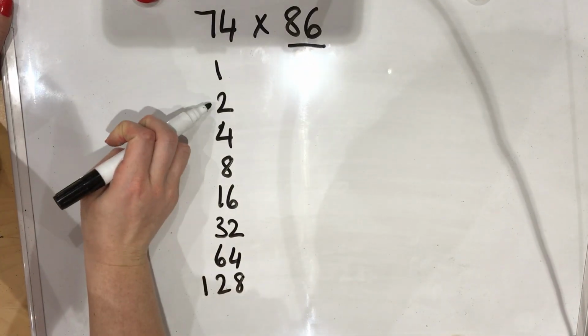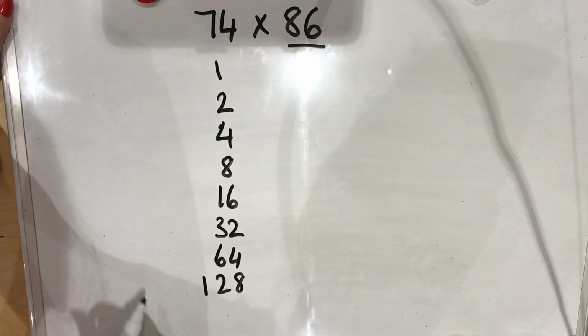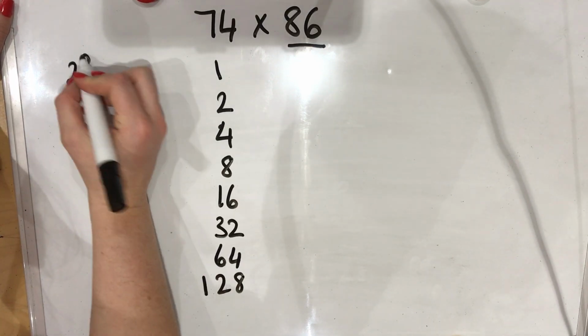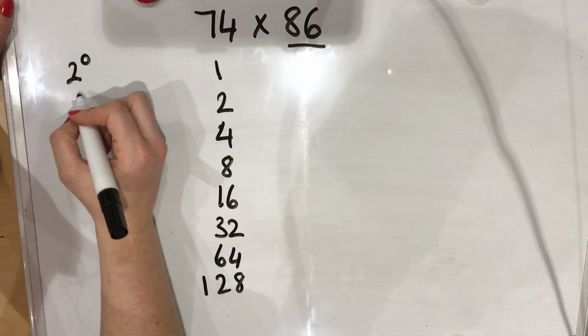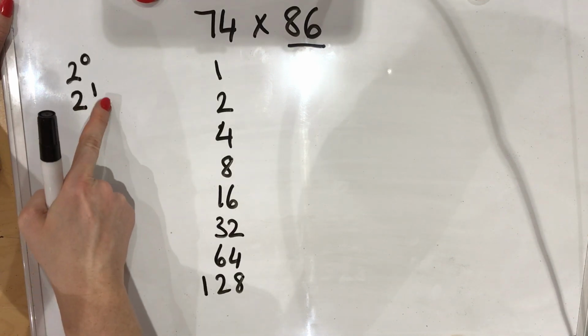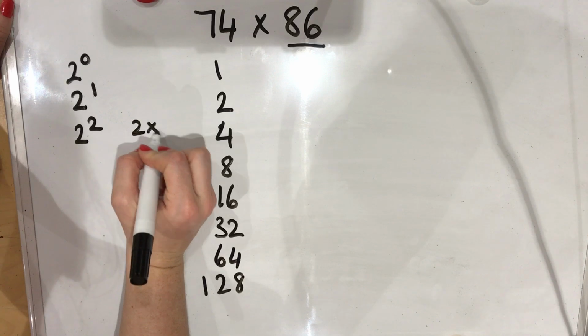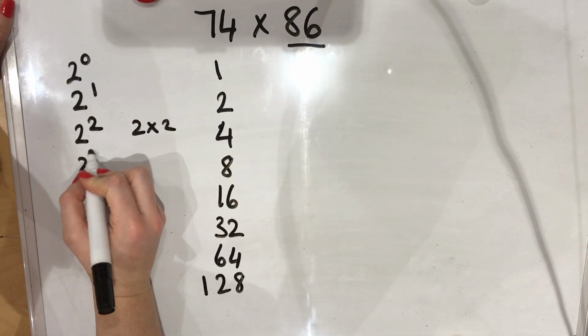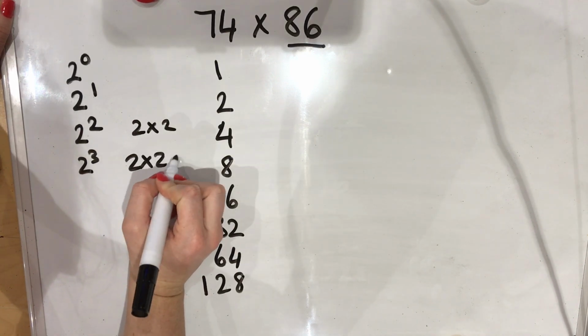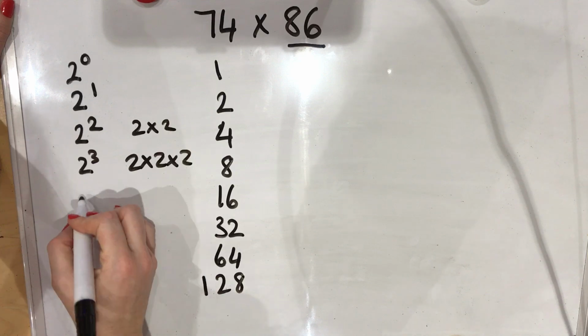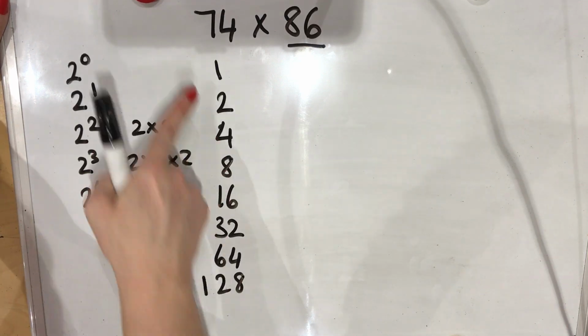These are actually all powers of 2 because 2 to the power of 0 is 1. 2 to the power of 1 is just 2. 2 squared, so that's 2 times 2 is 4. 2 to the power of 3, 2 times 2 times 2 is 8. 2 to the power of 4, etc.